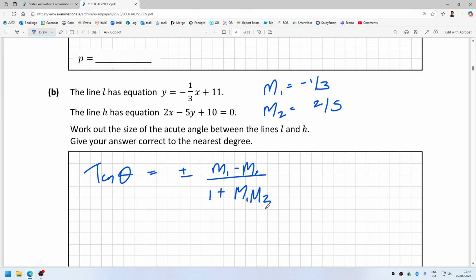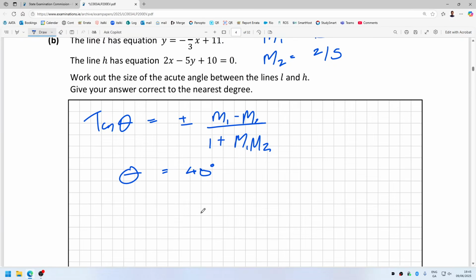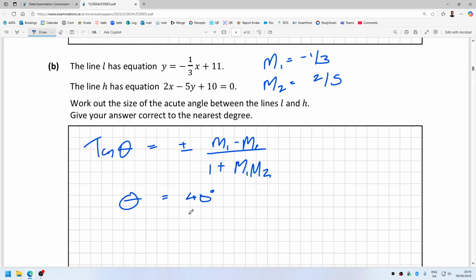So we want to tan inverse that answer. And that's 40 degrees. Yes, that's it. I'll have to check the formula.